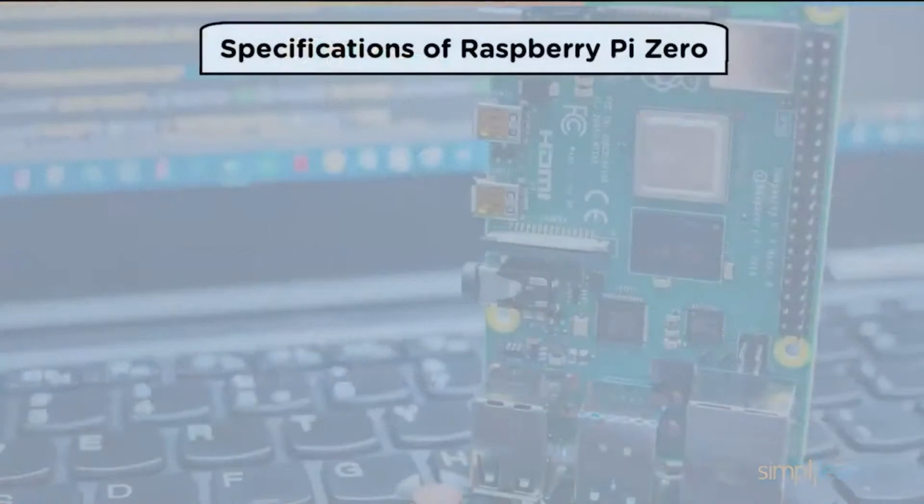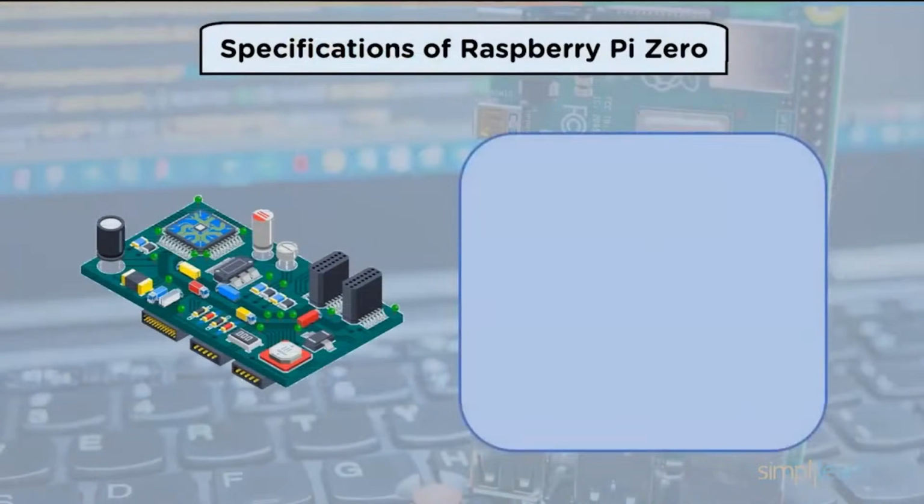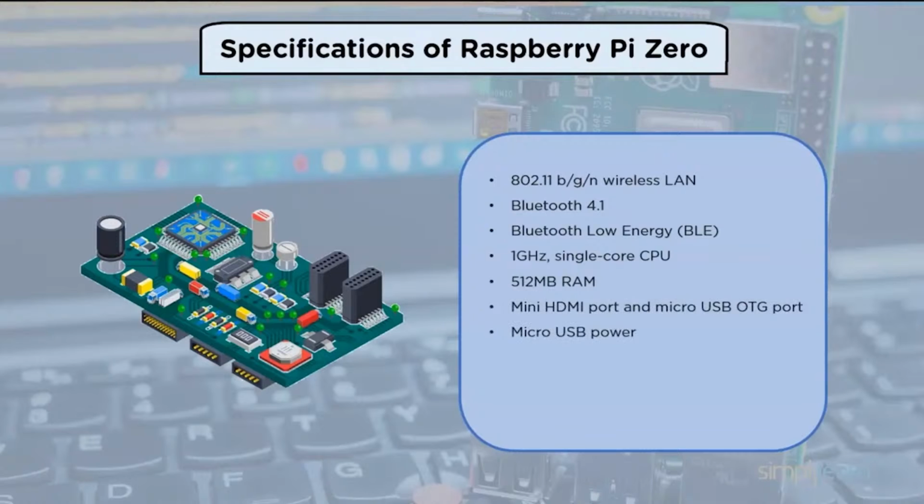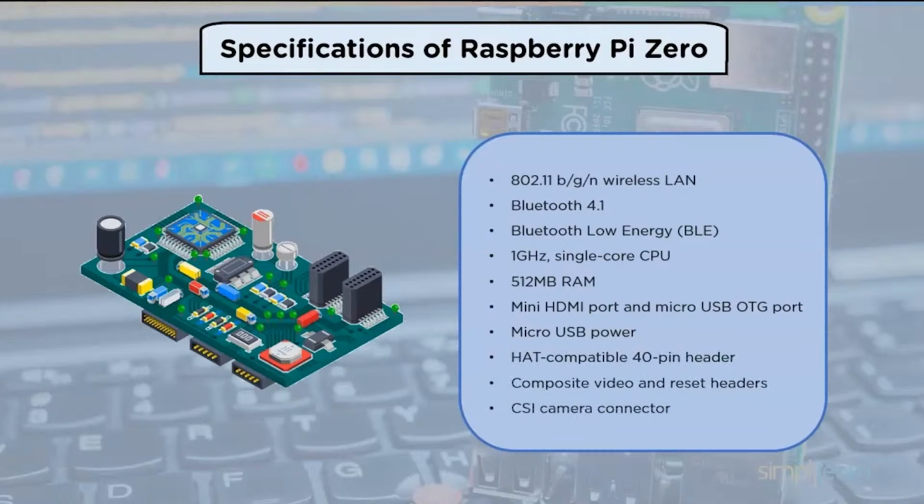Specifications of Raspberry Pi Zero. Some of the specifications of Raspberry Pi Zero are: it has 802.11 wireless LAN, Bluetooth 4.1, Bluetooth Low Energy, and 1 GHz single core CPU, 512 MB of RAM, mini HDMI port and micro USB OTG port, micro USB power, HAT compatible 40-pin header, composite video and reset headers, and CSI camera connectors.